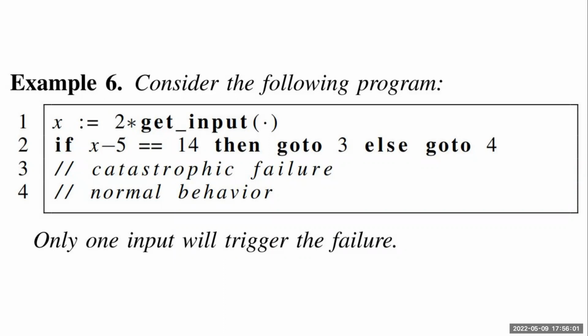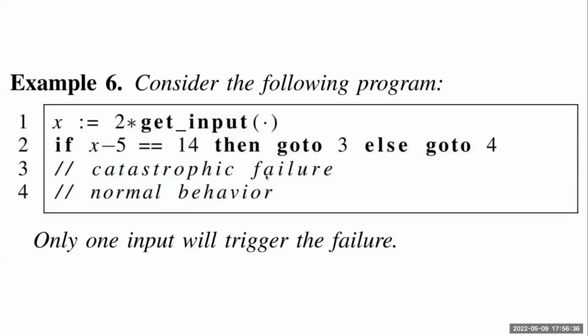So the chance for me to cover both branches is very small, because only one out of 2 to the power of 32 or 2 to the power of 64 will trigger the branch 3, the failure. All other inputs will trigger the normal behavior. So no matter how fast my fuzzing tool is, I may never be able to trigger this. Very hard to trigger. So how can we trigger that?